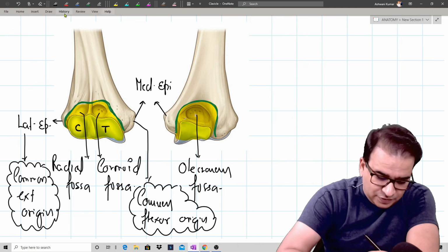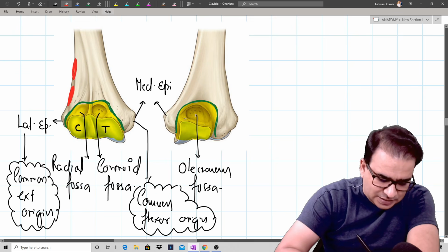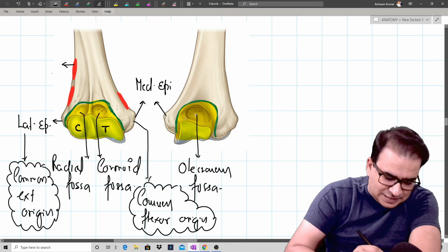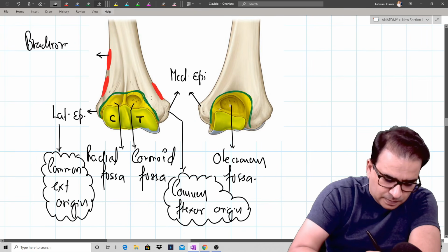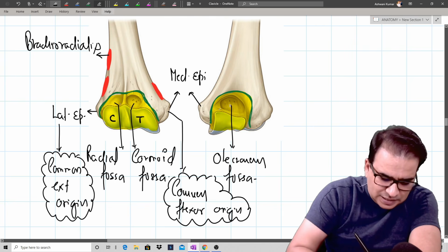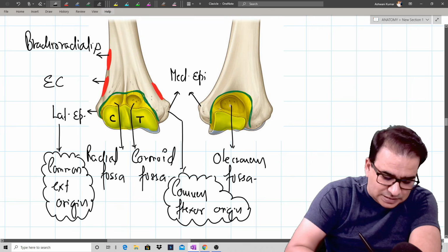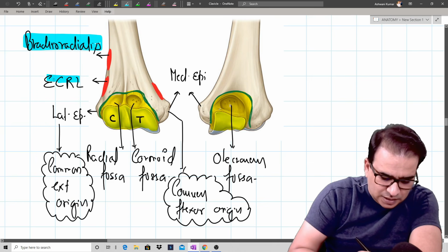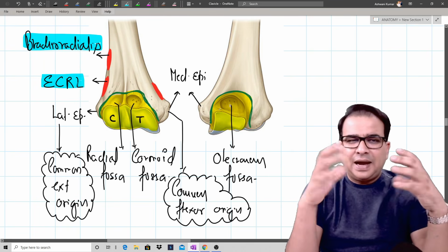Above the lateral epicondyle, you will see the origin of two muscles from the lateral supracondylar ridge. It's a ridge here. That's the lateral supracondylar ridge. The upper part of this ridge is giving origin to the muscle called brachioradialis. That's the origin of the brachioradialis. And the lower part of the lateral supracondylar ridge is giving origin to the extensor carpi radialis longus. We need to correlate these attachments. It's not just that they're present on the bone, so we have to remember that. There has to be something about them.